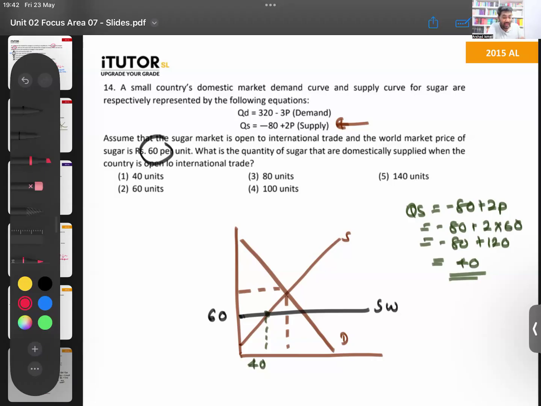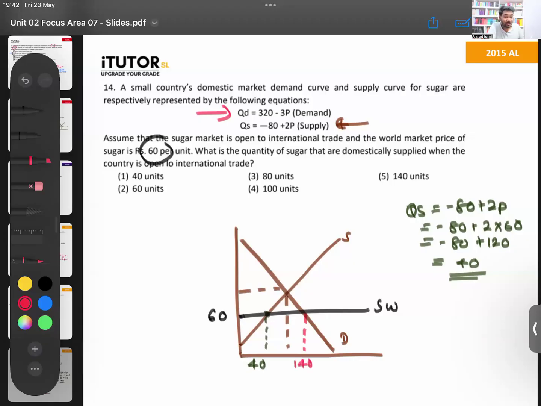can you tell me at this world market price, Lama, how much will the quantity demanded be? Maybe in your paper, if they ask you that, how much is the QD at the price of 60? Put 60 into the QD equation and see. 320 minus 3 into 60. You get 140, right? That is the QD.